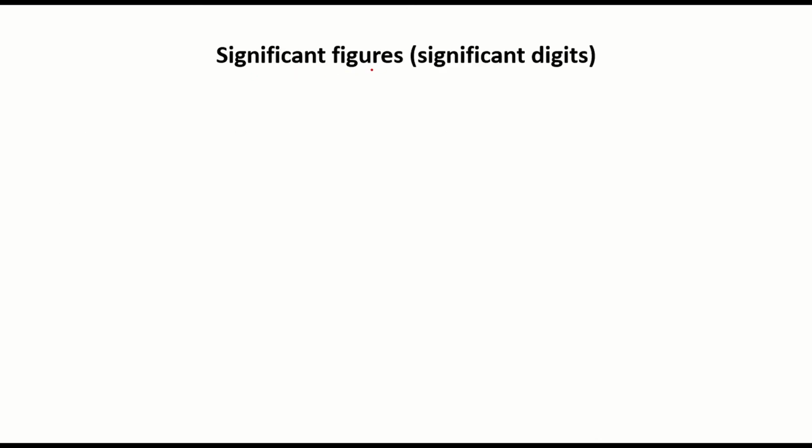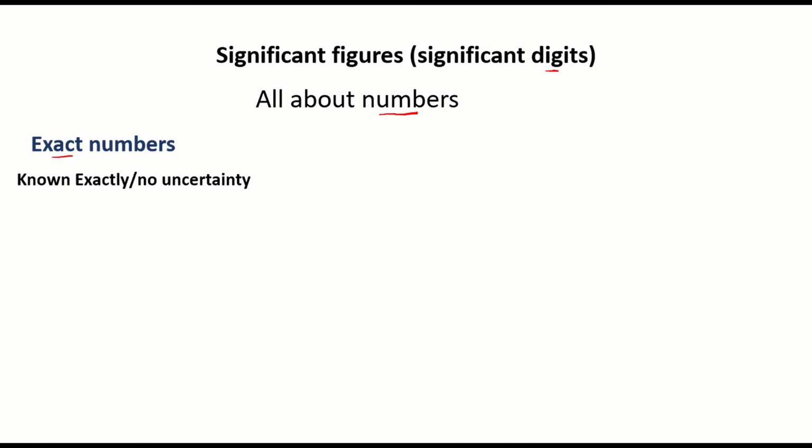Significant figures are also called significant digits. Now, when you see the word significant digit, you can understand that it is all about numbers. These numbers can be two basic different types. One type is called the exact number. As the word says, exact. You exactly know how much there is. There is no uncertainty, no guessing. You know exactly how much there is.